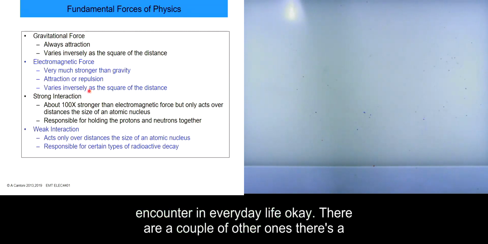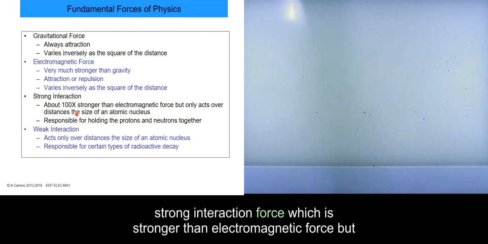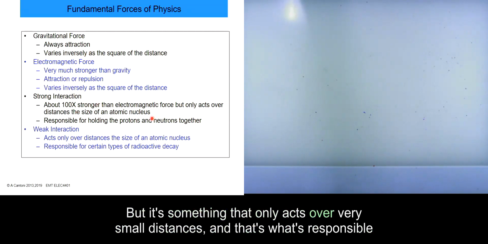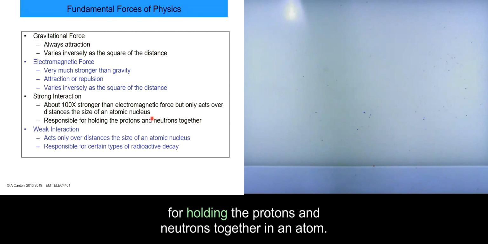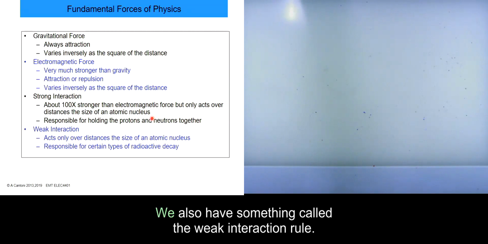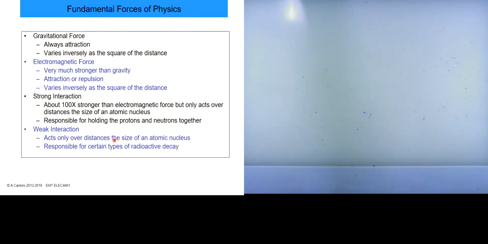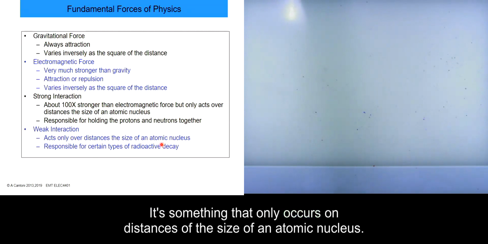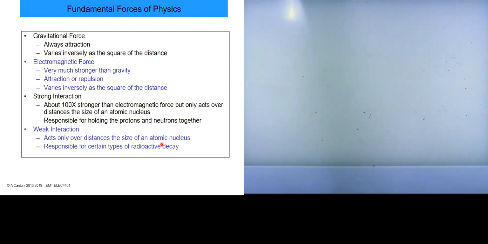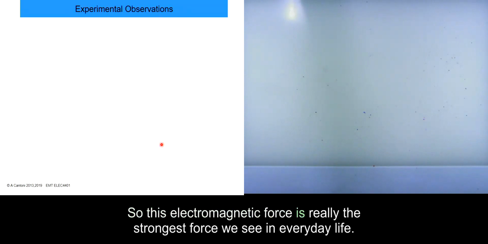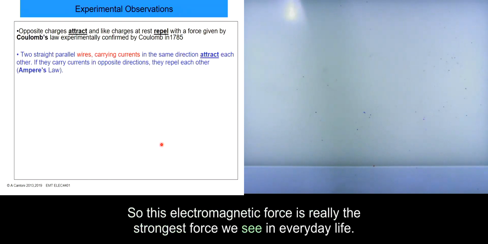There are a couple of other ones. There's a strong interaction force, which is stronger than the electromagnetic force, but it only acts over very small distances, and that's what's responsible for holding the protons and neutrons together in an atom. We also have something called the weak interaction force. Again, it only occurs over distances of about the size of an atomic nucleus. So this electromagnetic force is really the strongest force we see in everyday life.